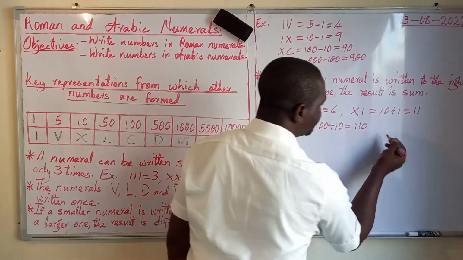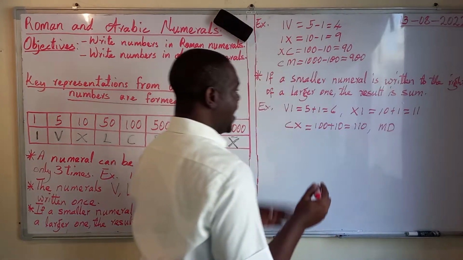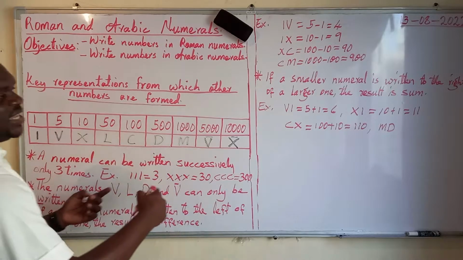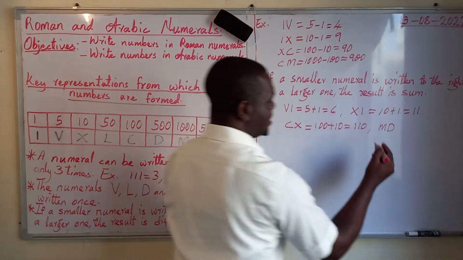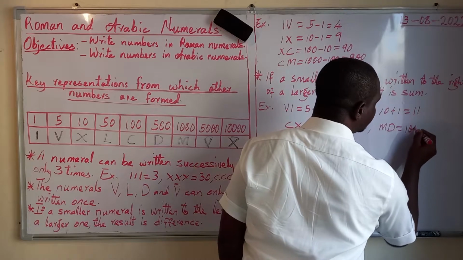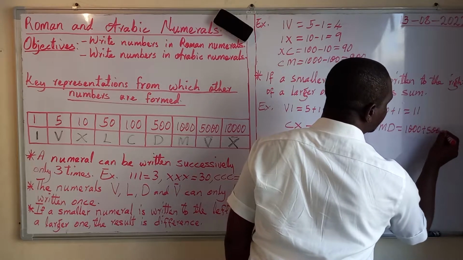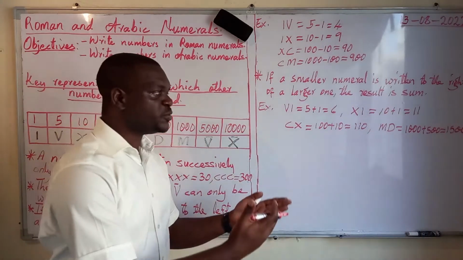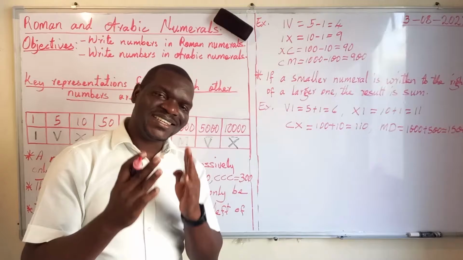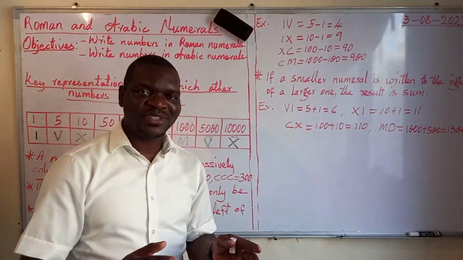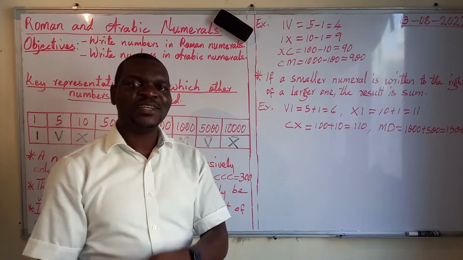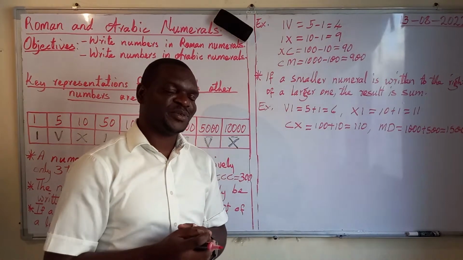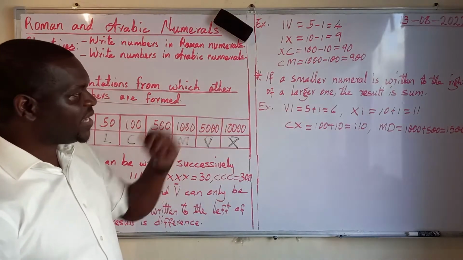If you want to continue, you can find something like MD. You come back to your table. M is 1000, D is 500. It means M is bigger than D. This will be 1000 plus 500 equal to 1500. So these are the rules. If you follow this carefully, at the end of the lesson, any number given to you in Arabic or Roman to convert to the other numeral will be easy for you to do. Let's look at our next rule.